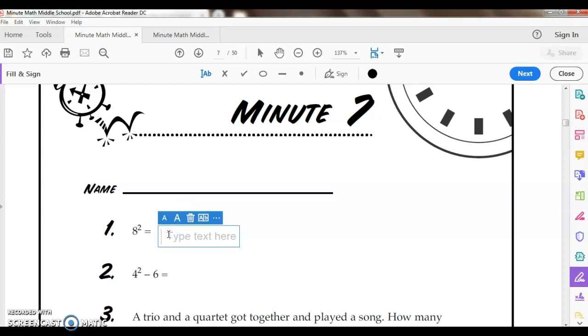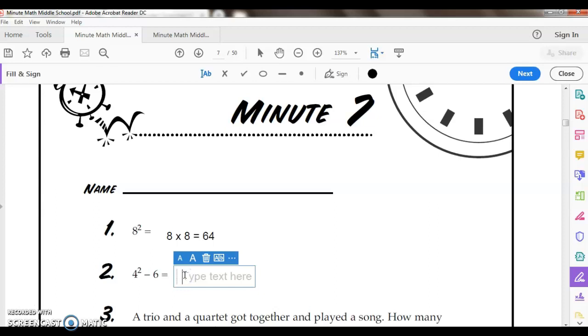So we have 8 squared. Anytime you have a number on top like that, you're only going to multiply the same number by itself that many times, which is just 2 times. So just 8 times 8 equals 64. And that's your answer.